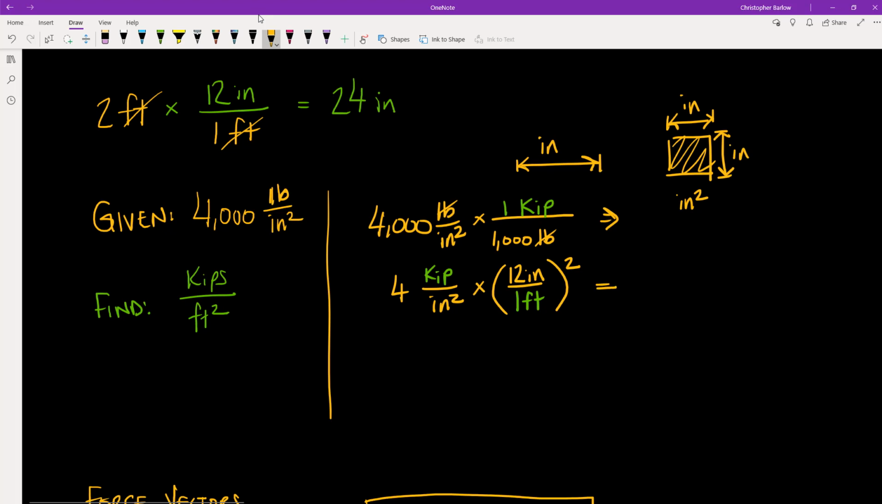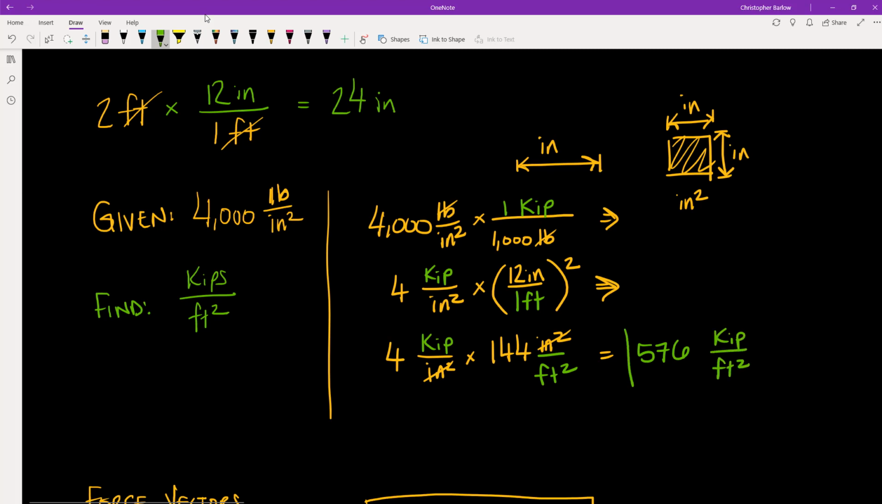And so we will end up with 4 kips per square inch multiplied by 144 inches squared per foot squared. And again, these inches squared will cancel out, and we will get 576 kips per square foot for our final answer. So that covers unit conversions.